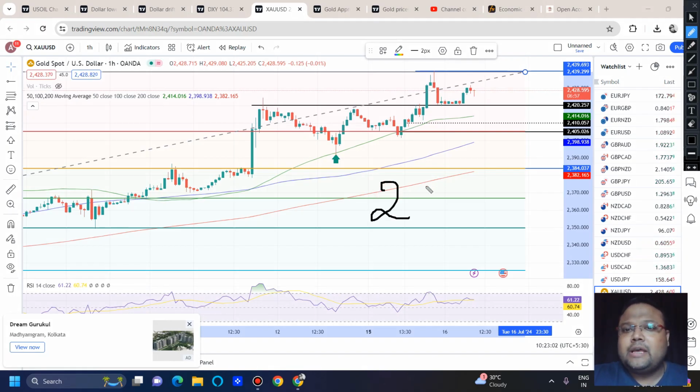Then we also have immediate support around 2400 to 2405. You can see the same Fibo level. We have the Fibo 0.236 around the area, and you can see the previous support is also present here along with the 50 moving average also coming up.